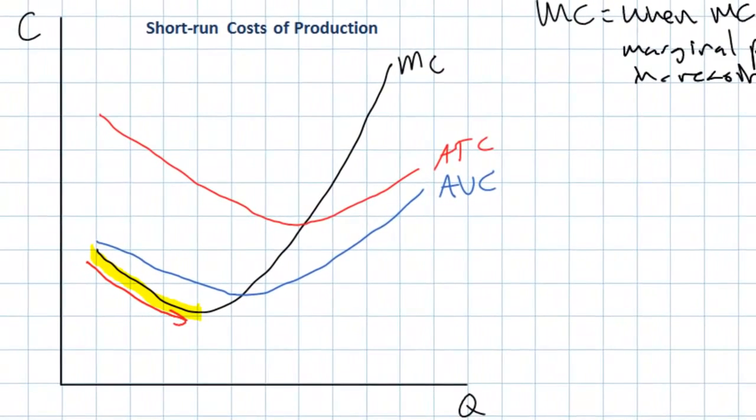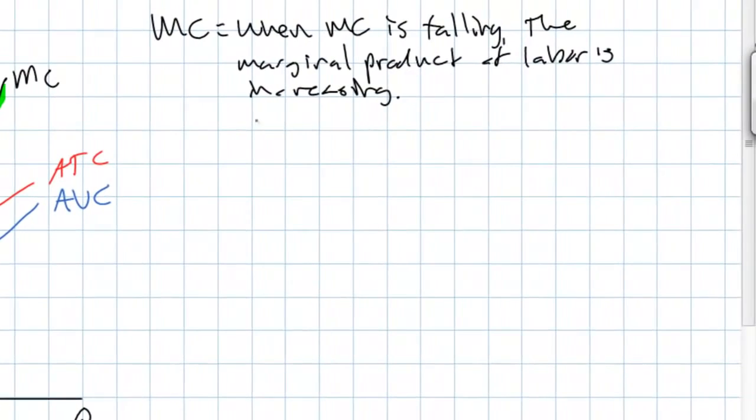However, beyond a certain level of output, if the firm continues to employ more workers, we begin to see the marginal cost increase. In other words, the cost of additional units of output rises. This occurs because of diminishing marginal returns. So when marginal cost is rising, the output of additional workers is less than the workers hired before. In other words, the firm is experiencing diminishing marginal returns.